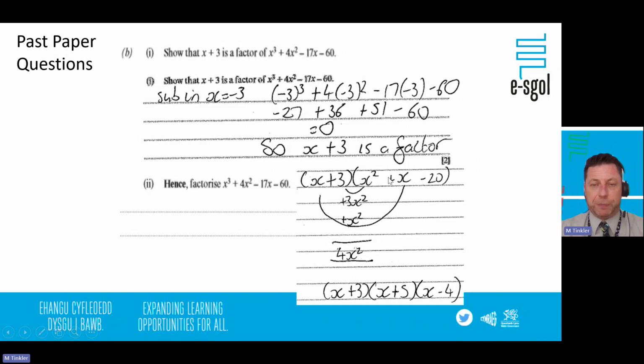Then the second bracket is back to your GCSE. It's just a B grade 1 because it starts with x squared, or 1x squared. Two numbers to multiply to make 20 are 5 and 4. Plus 5 minus 4 gives us plus 1.